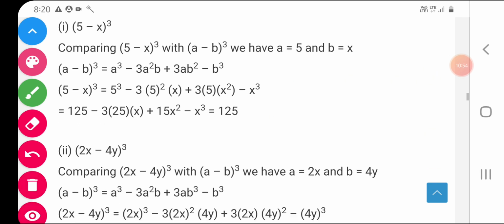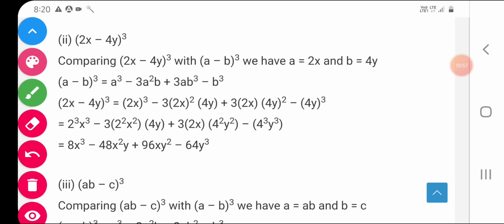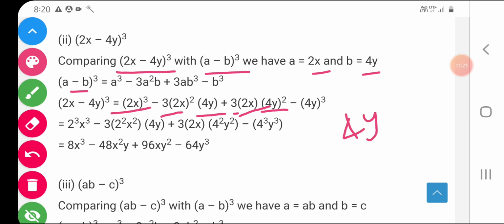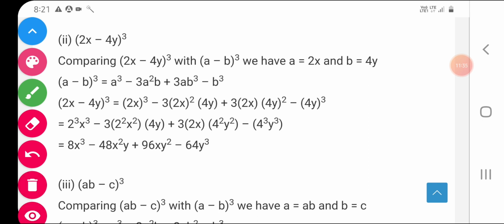Next, subdivision 2, 2x minus 3y the whole cube. We have to compare the value. Now 2x minus 4y the whole cube. a is 2x, b is 4y. Now the a minus b whole cube formula: a cube, that is 2x the whole cube, minus 3 a square, 2x the whole square, into b, 4y, plus 3a, 2x, b, 4y the whole square. We should not write 4y square. Here b is 4y, so we have to write b square as 4y the whole square. The square is common to 4 as well as y. Now b cube is 4y the whole cube.